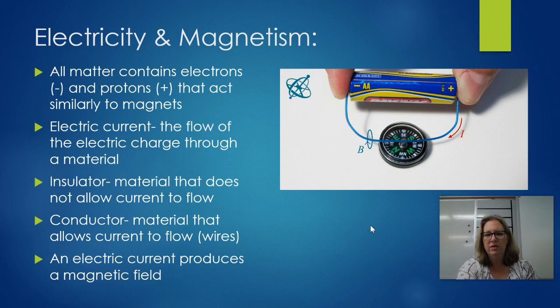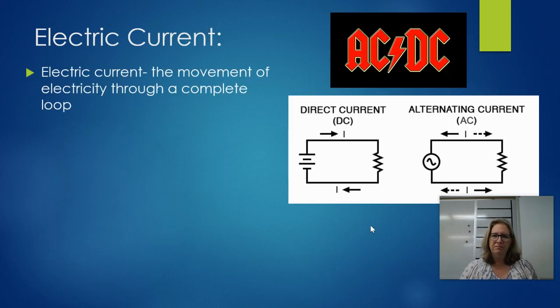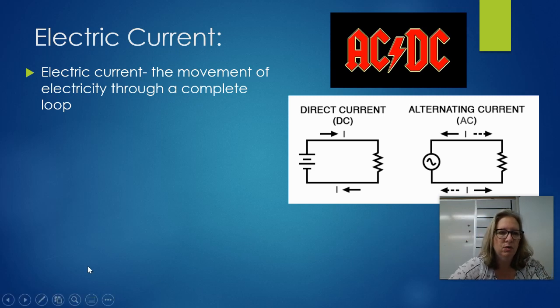We're going to do some demonstrations like that in class, and we'll do one just like this picture. Basically, if you allow current to flow through a wire like that and hold it up to a compass, it will have an effect on the compass, just like holding a magnet up to it. All right, so back to current. Again, it's the movement of electricity through a complete loop.